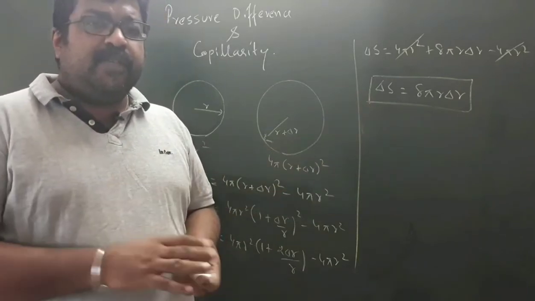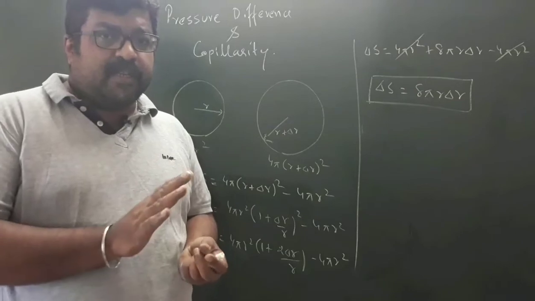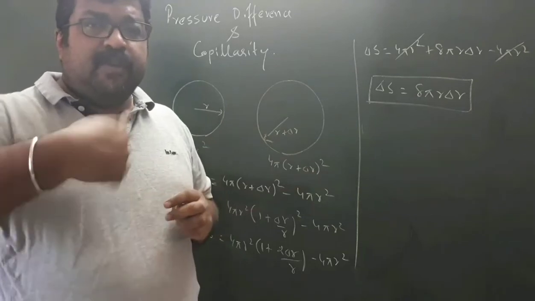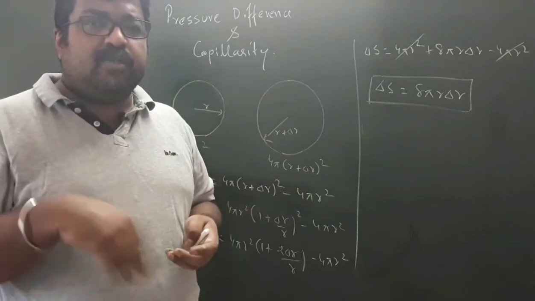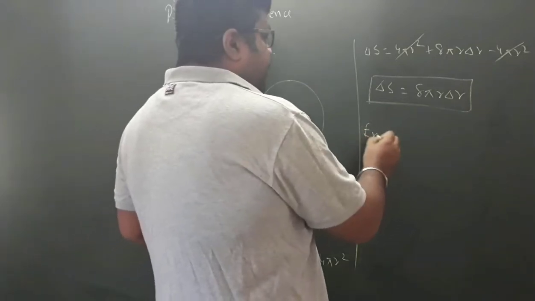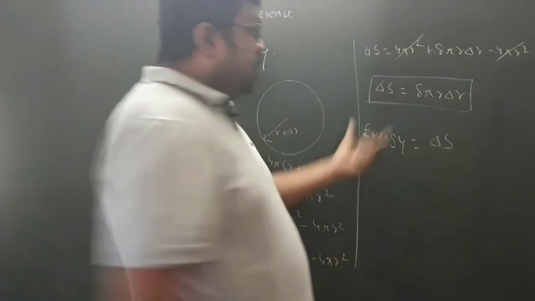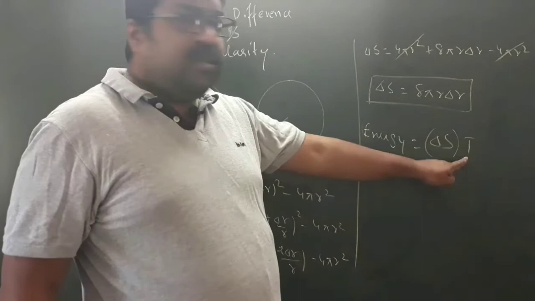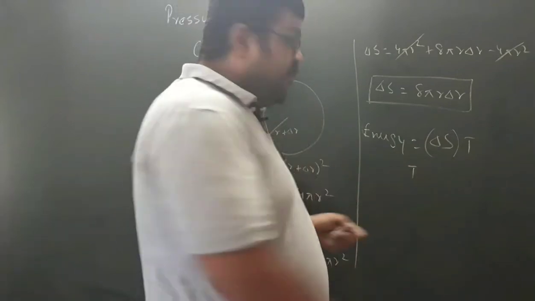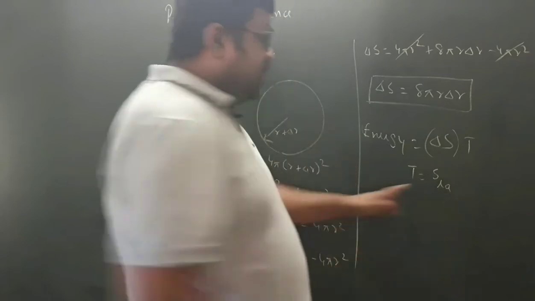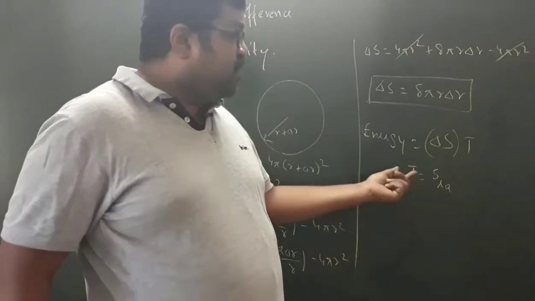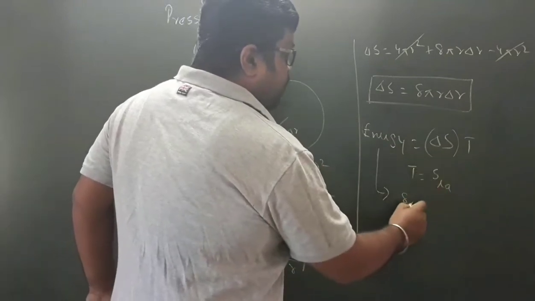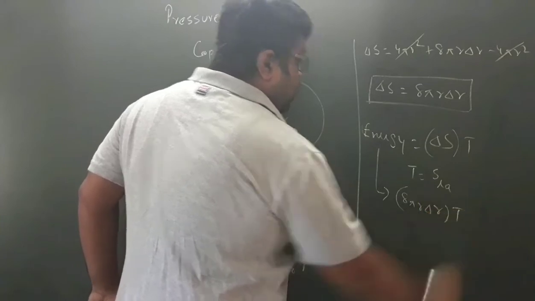Now see, this work is done against the surface tension. Surface tension is trying to minimize the surface area, but we are increasing the surface area, so we are doing some external work. This external work is stored as energy, and that energy is equal to the increase in surface area multiplied by the tension. In your NCERT textbook, instead of T they have used the symbol S_LA, the surface tension for the liquid-air interface. I am using the symbol T, but both are the same. So this energy will be delta S, which is 8 pi r delta r, into T.